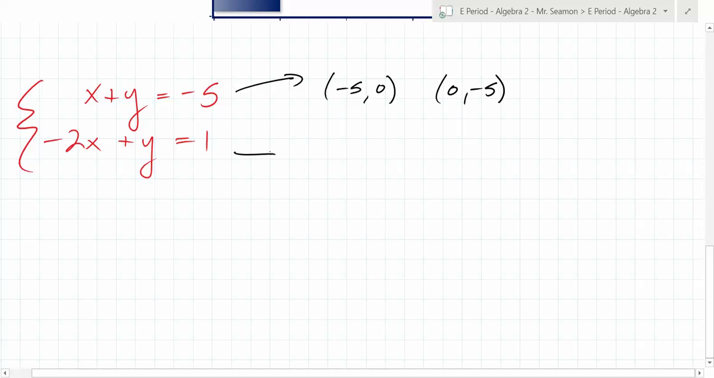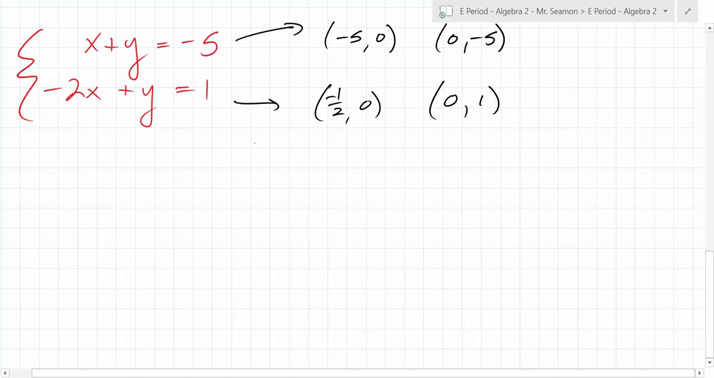So somebody else, can someone tell me what's the x-intercept for this one? When y is 0, Summer, what's x? Yeah, so -0.5, 0. And what is the y-intercept when x is 0? What's y? Yeah, 1.